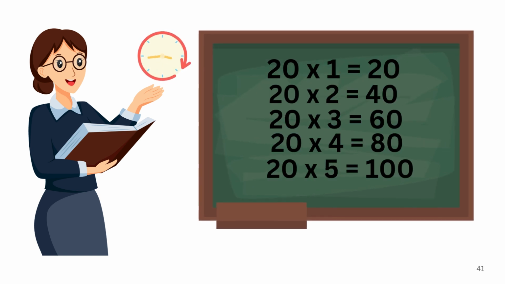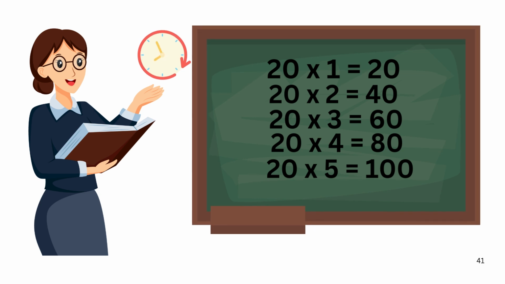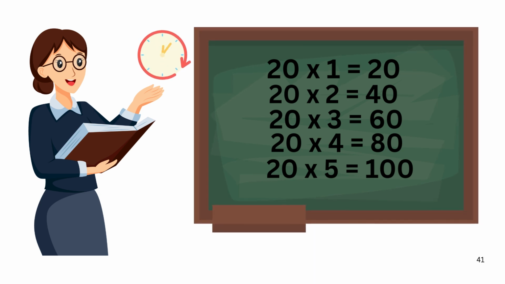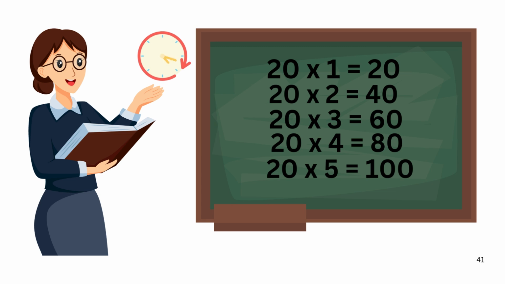Next, we are on the table of number 20. Yes, you are right, number 20. Here we have 20 multiplied by 1 is equal to 20. 20 multiplied by 2 is equal to 40. 20 multiplied by 3 is equal to 60. 20 multiplied by 4 is equal to 80. 20 multiplied by 5 is equal to 100.